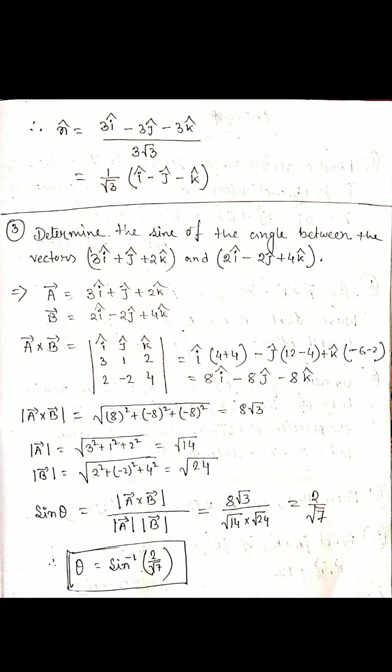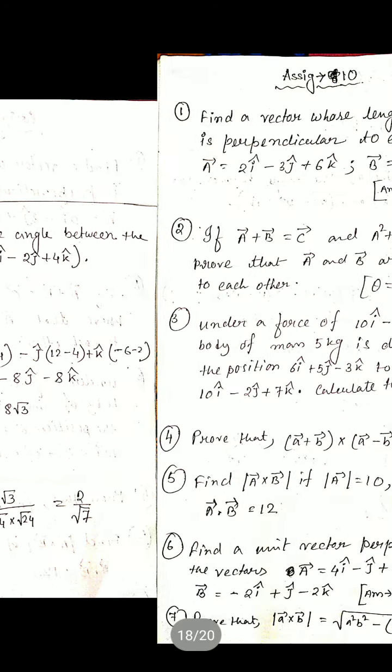Next, determine the sine of the angle between the two vectors. So we find sin theta. Sin theta means magnitude of A cross B by magnitude of A into magnitude of B. So first we find A cross B, then its magnitude, then separately find the magnitude of A and magnitude of B, and we put the values over there. We get sin theta equals 2 by root 7.